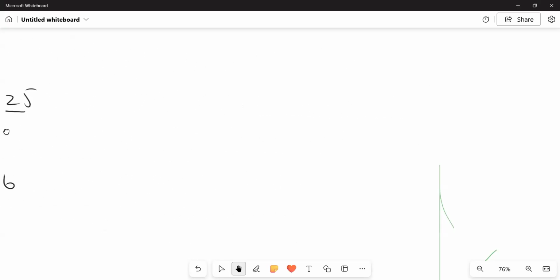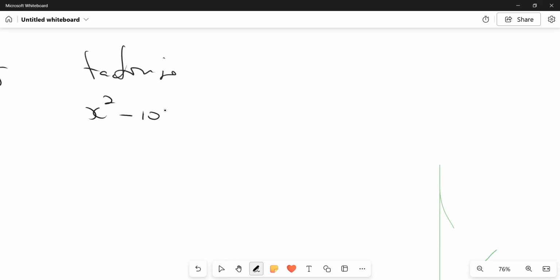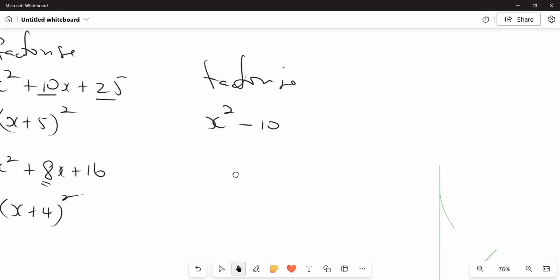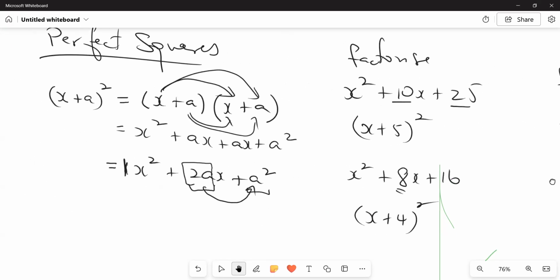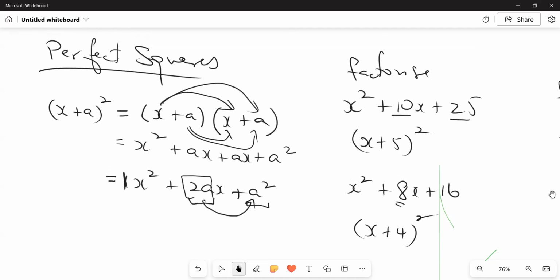Same is true. Maybe I'll give you a final one. Like, okay, you have to factorize x squared minus. Excuse me, sir. Can you just go back to the page so I can... Thank you.